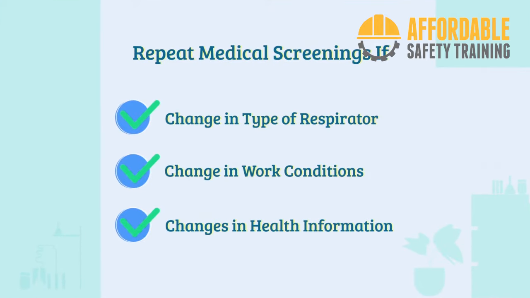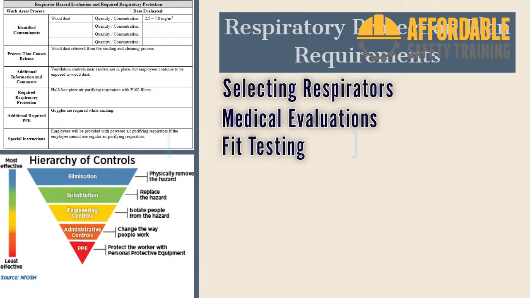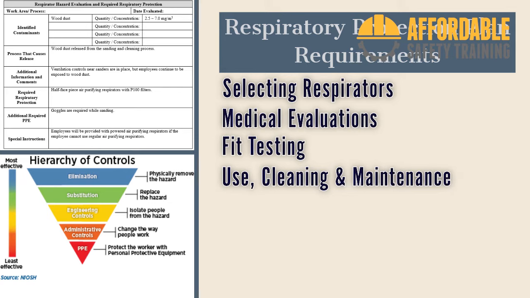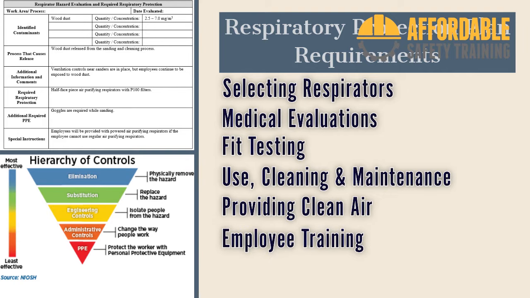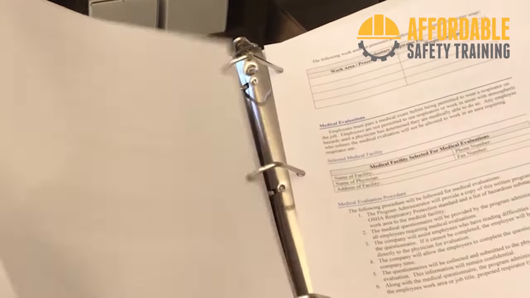The company is required to have a written respiratory protection program that includes procedures for selecting respirators, employee medical evaluations, respirator fit tests, respirator use, cleaning and maintenance procedures, procedures for supplying high-quality air to atmosphere providing respirators, employee training on respiratory hazards and respirator use, and procedures for program evaluation. This policy must be available to all employees, and must be included as part of the company training.